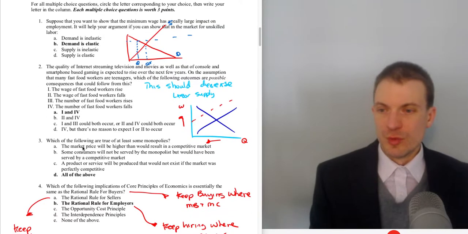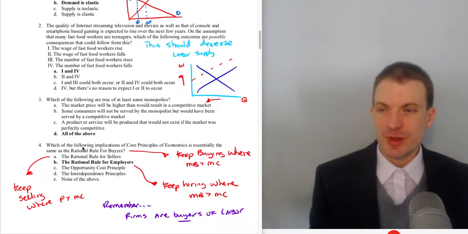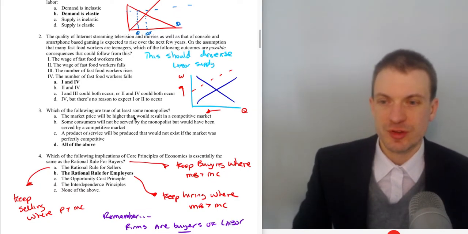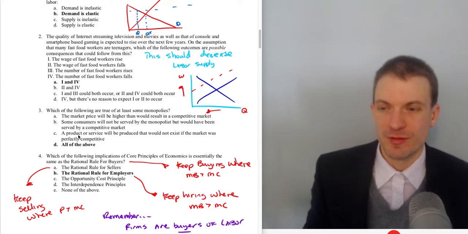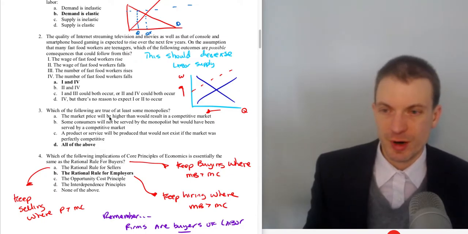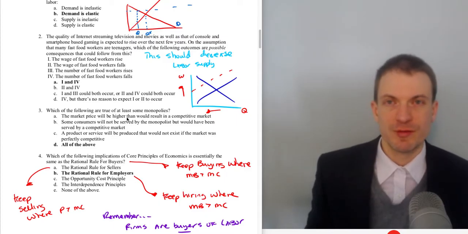Okay. Which of the following is true of at least some monopolies? The market price will be higher than would result in the competitive market. Some consumers will not be served by the monopolist, but would have been served by the competitive market. A product or service will be produced that would not exist if the market was perfectly competitive. It's actually all the above. The first one, the market price will be higher than would result in the competitive market. Yeah, that's exactly where the profits are coming from.